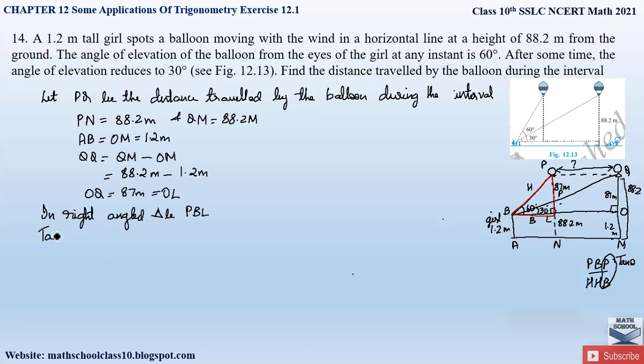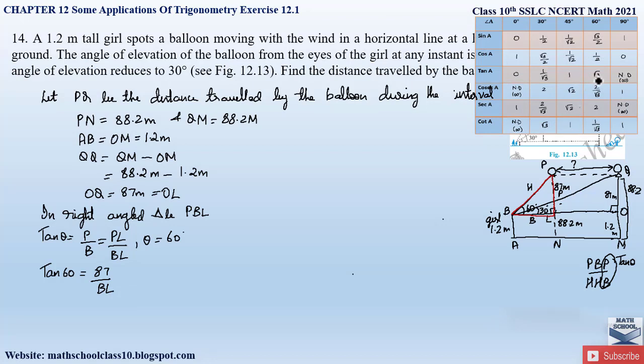Tan theta is equal to perpendicular by base, where the perpendicular is PL and base is BL, and the theta value is 60 degree. So tan 60 is equal to PL, which is 87 meters, divided by BL, which we have to find out. So what is tan 60 from a trigonometric table? Tan 60 is root 3. So let us substitute. Root 3 is equal to 87 divided by BL, or BL is equal to 87 divided by root 3.